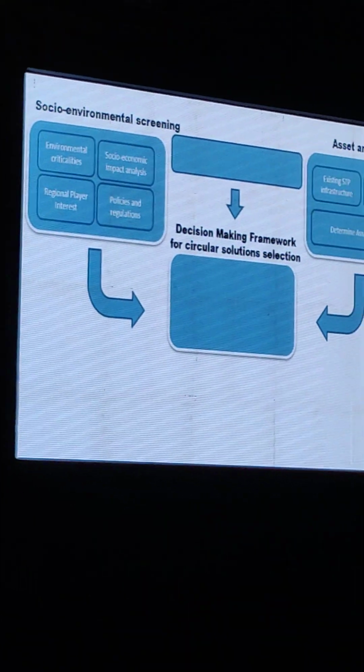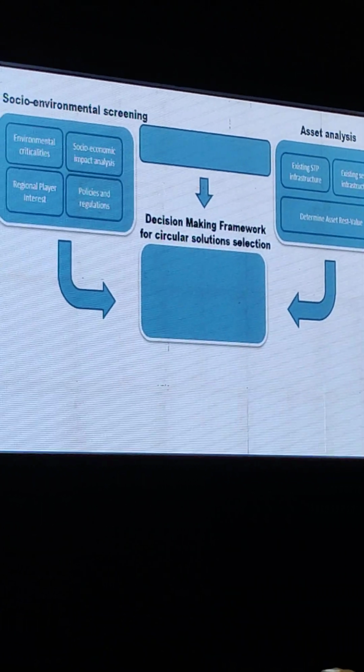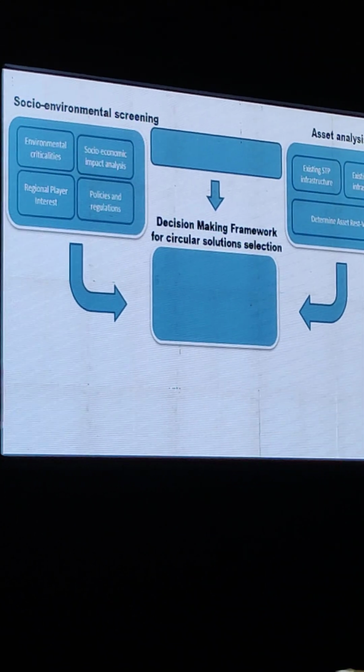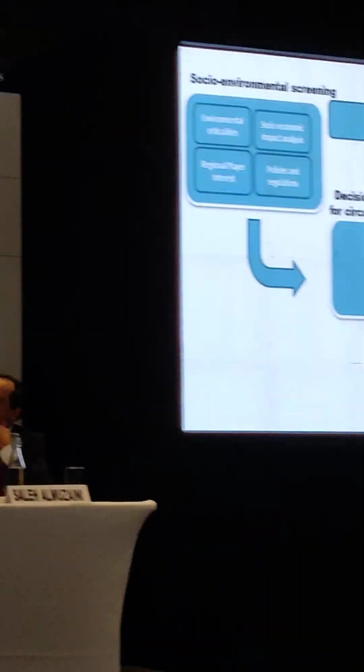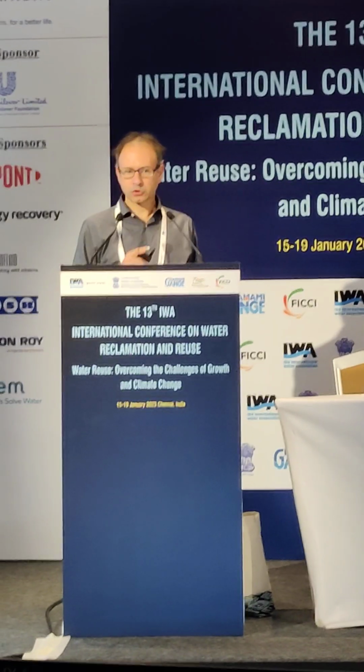At the right side, so I'm gonna just mention initially the methodology. So at the right side, we look at the asset analysis. So we go to the area, we see the asset that is present, we try to map it and to determine the remaining value of the asset to have an idea of what we would want to rehabilitate. At the left side, you see a social environmental screening. This was conducted within a lot of work packages of the group. Some of this work have been actually already presented in this conference.